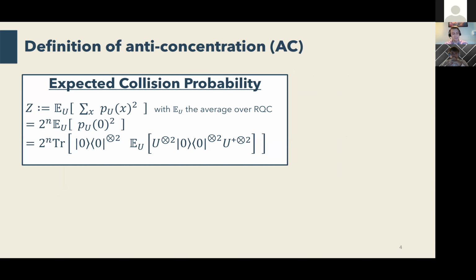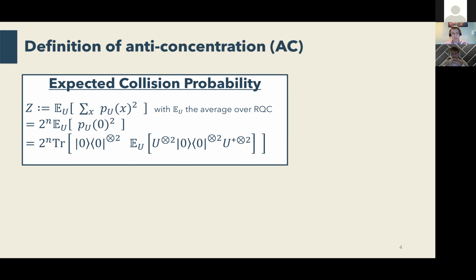The definition of anti-concentration relies on a quantity called the collision probability. You get it when you take 2 copies of the circuit and take 2 samples independently from the measurement outcomes of those two copies. The collision probability is the probability that those 2 samples agree with each other. It's given mathematically by the sum over the 2^n output probabilities squared, and then the expectation of this quantity when you choose the circuit randomly from the random quantum circuit ensemble.